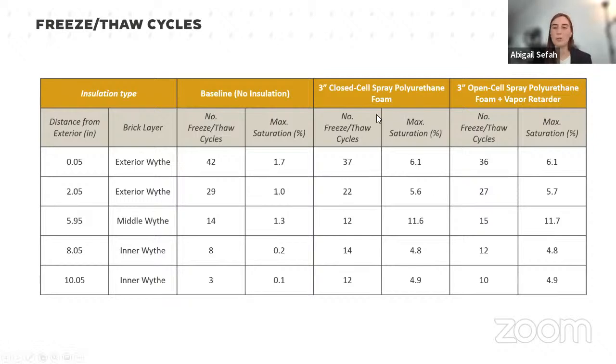When we look at the proposed assembly, which has 3 inches of closed cell spray foam, you can see the maximum saturation gets up to about 11.6%. And in our recommended assembly, it's actually similar. The maximum saturation is about 11.7%. So if we just looked at these results, we would say there's probably no cause for concern because freeze-thaw cycles are occurring, but not when the saturation is over 80%. It's still below that critical saturation.